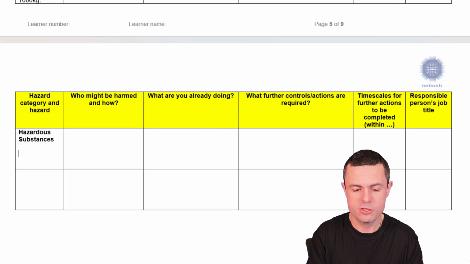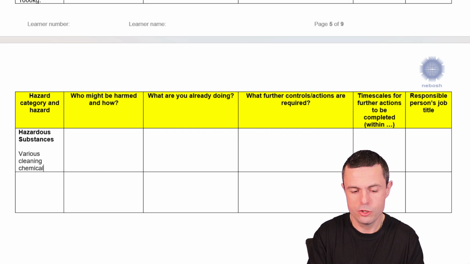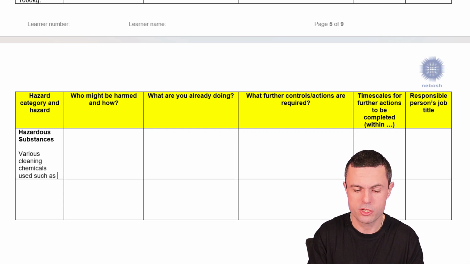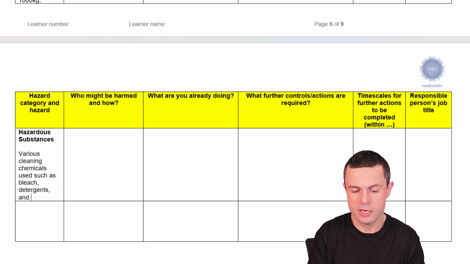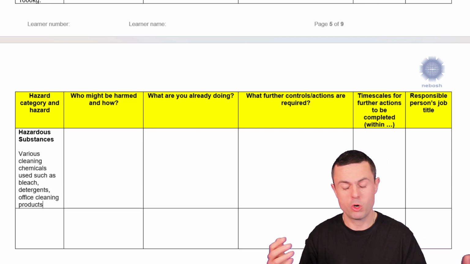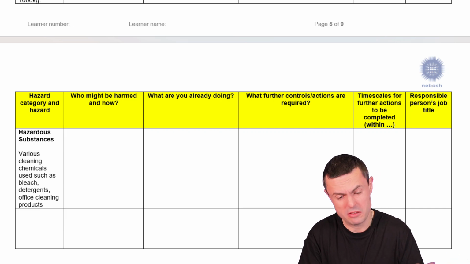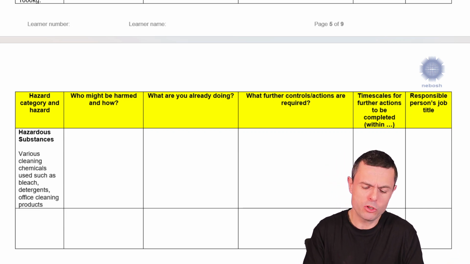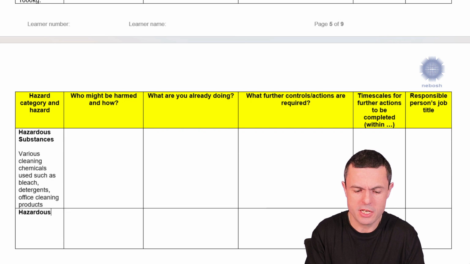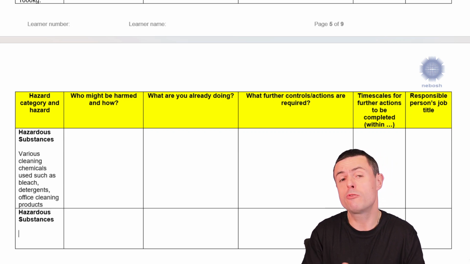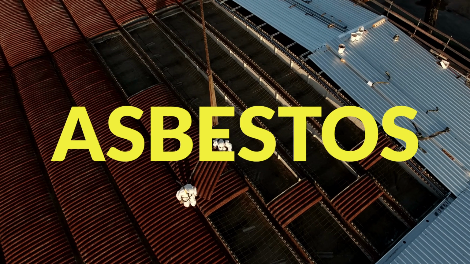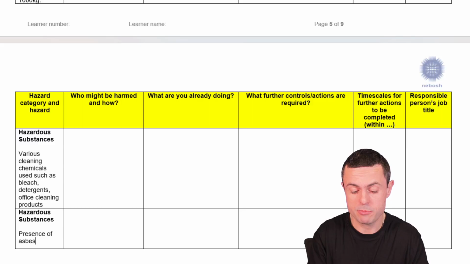So we could say something like various cleaning chemicals are used such as bleach, detergents, and office cleaning products. Okay, now I can kind of picture that. That sounds pretty low risk. That will be fine. But let's say we've got something that's a little bit higher risk. We could say hazardous substances. Maybe you've got some asbestos in the building. We could say presence of asbestos.